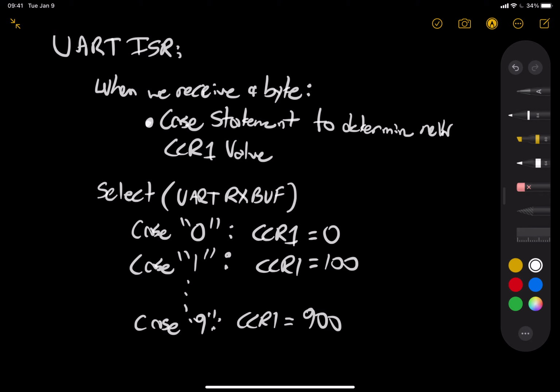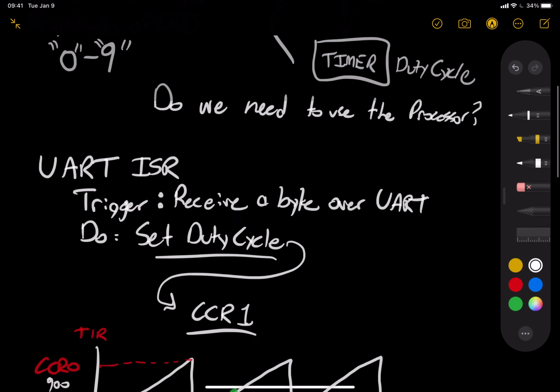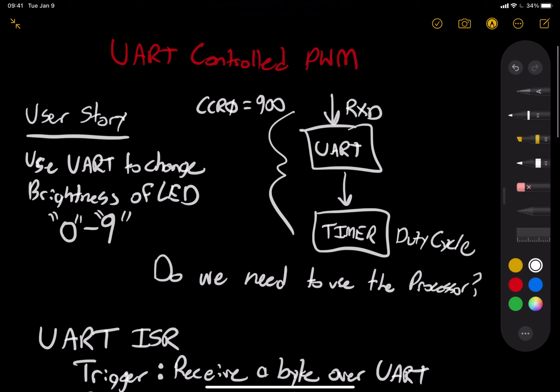I think we're done. And you may say, wait a minute, what do you mean we're done? We just wrote an interrupt routine. Well, that's kind of it. Going all the way back up to the top again, the main thing that we want our system to do is wait for a byte to be received. Once it's received, determine what our brightness should be, and then set the CCR1 register in the timer to control the duty cycle.